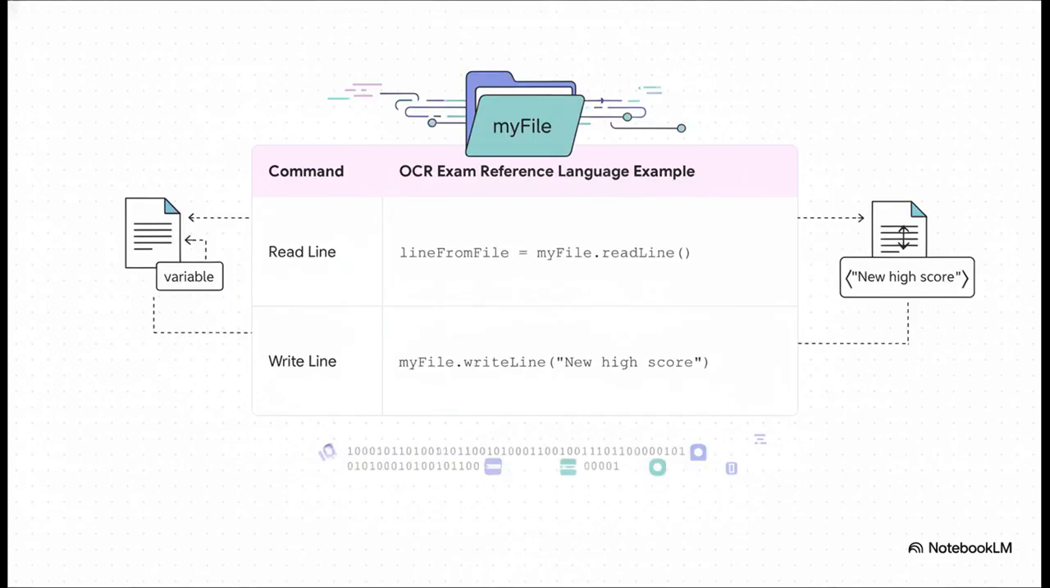Simple as that. And for reading and writing, it's just as logical. To read a line of text from the file, you use .readline, and you save whatever it finds into a new variable. To write a new line to the file, you use .writeline, and just put the text you want to save right there in the brackets.